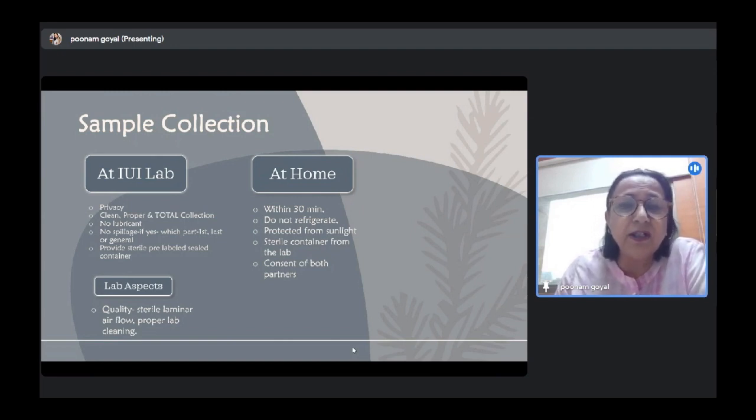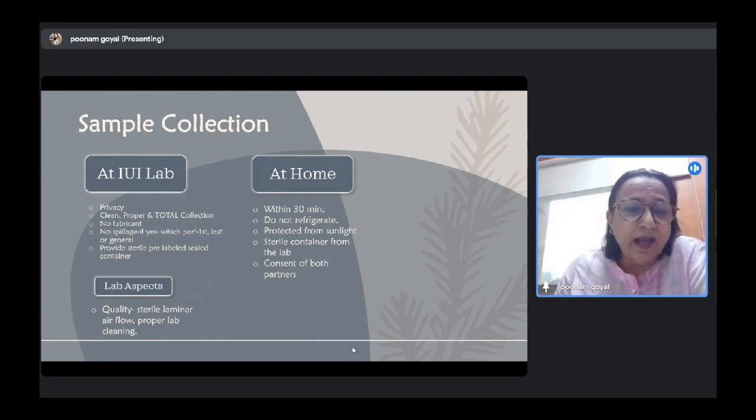Do not refrigerate. It should be protected from sunlight. A sterile container should be used, and consent should be there for both partners. But now I would say, according to the new ART law, I think we should not entertain this kind of thing at home. It has to be done at the IUI lab only now.